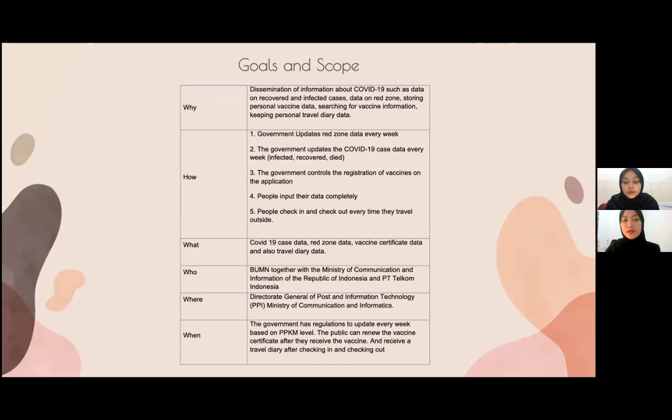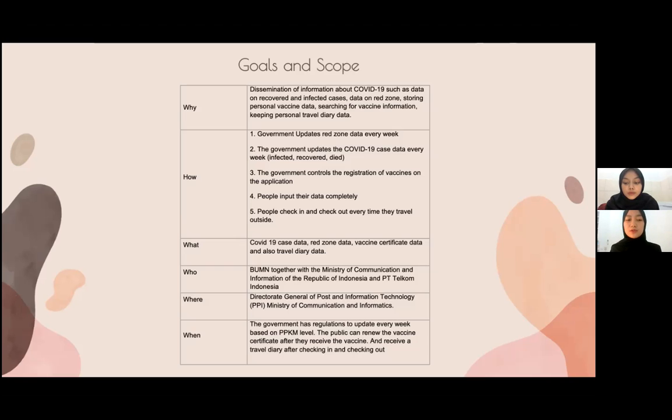Okay, so the first one is goals and scope. Here's the why, how, what, who, where, and when. First is why. The goals and scope in the Zachman framework of making the PeduliLindungi application is the dissemination of information about COVID-19, such as data on recovered and infected cases, data on red zones, storing personal vaccine data, searching for vaccine information, and keeping personal travel diary data.